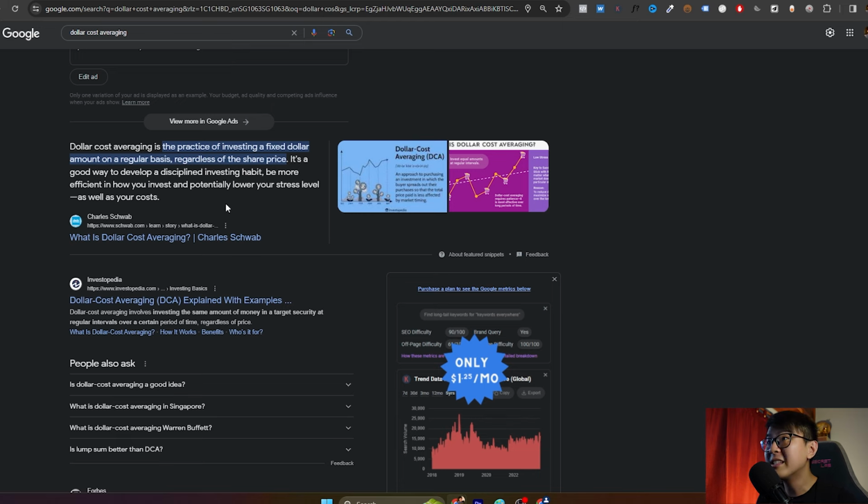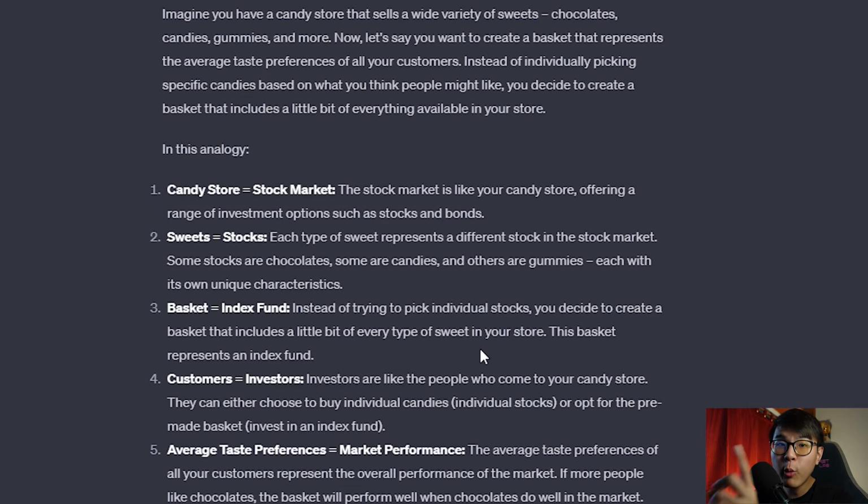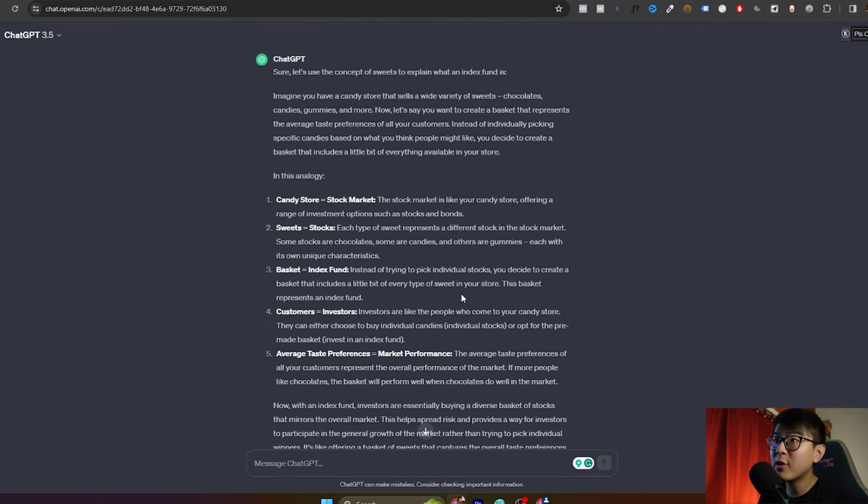Which leads me to the next thing, what are index funds? Long story short, when you buy one share of an index fund, you're buying into a basket of companies. You're not buying into one company, you're buying into a basket of companies. That may be 10 companies, 20 companies. And this moves on to the next topic, which is what is the S&P 500.